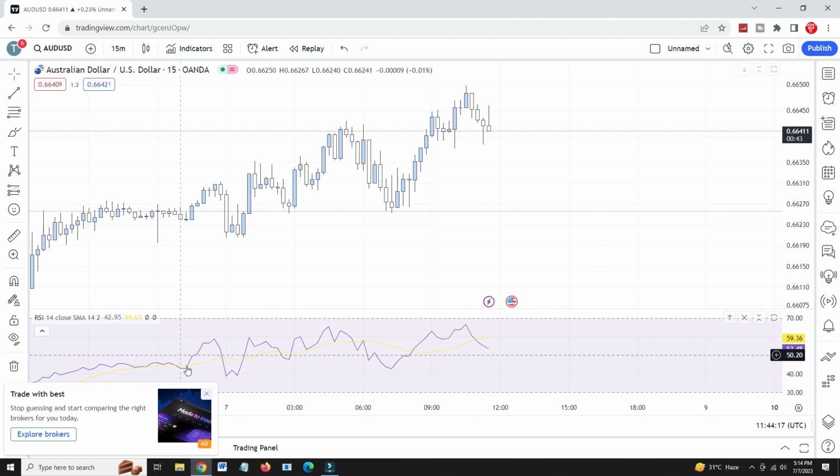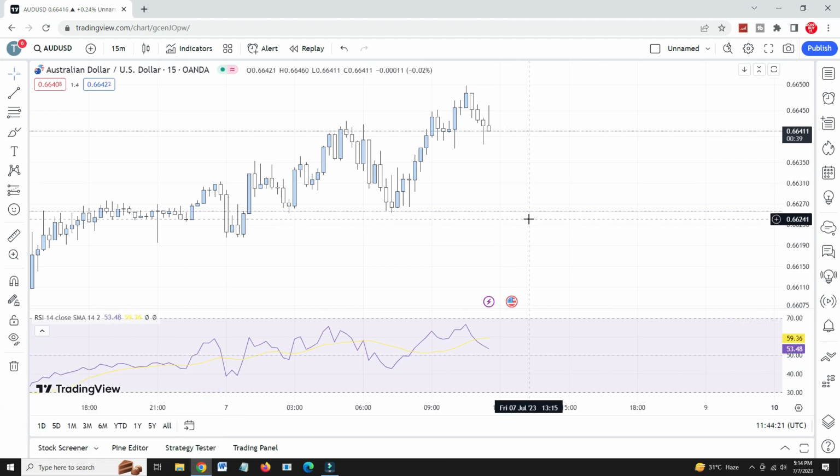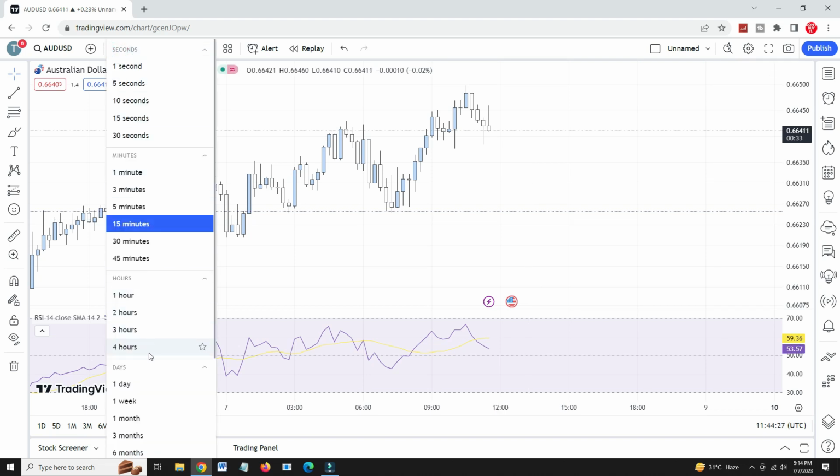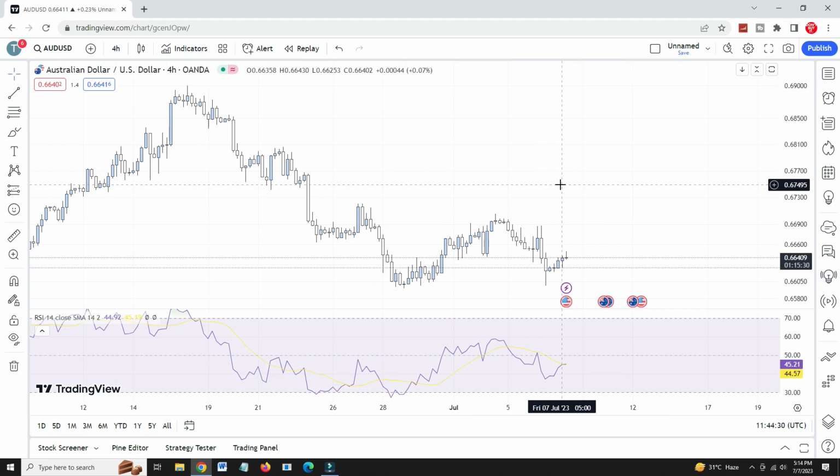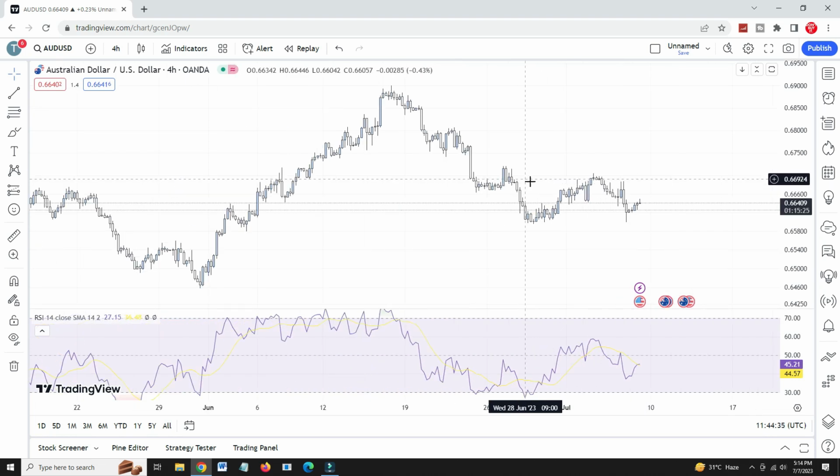Trading Truths, and today we are going to look at AUD USD, and as usual I'm going to start with the 4 hours chart. I like to see the 4 hours chart because that gives me a good overview of what is happening in the market, in which direction it is moving.